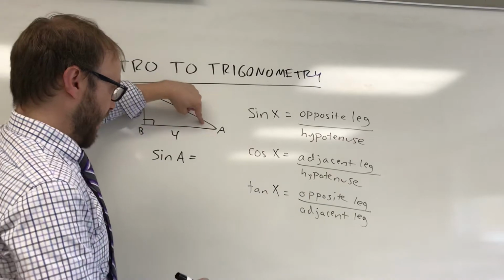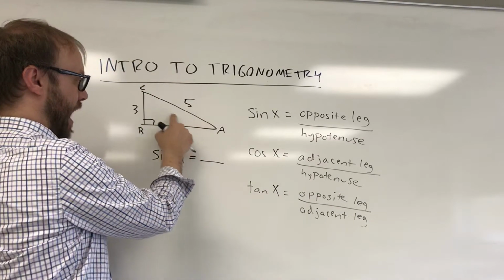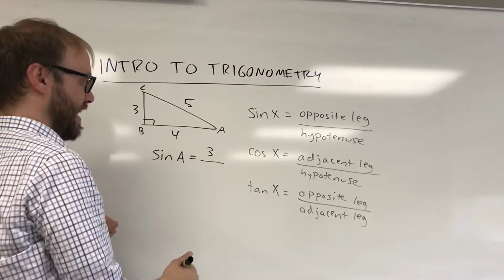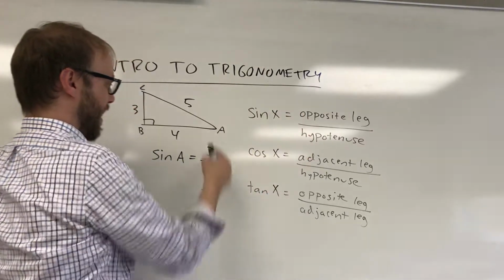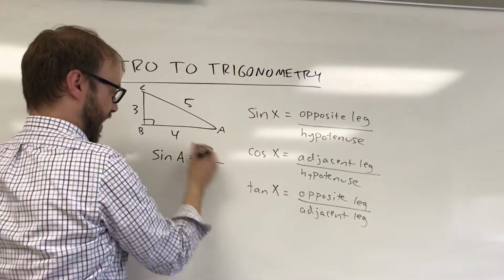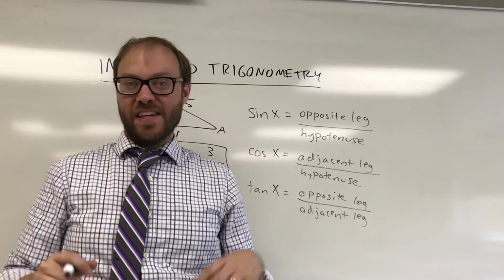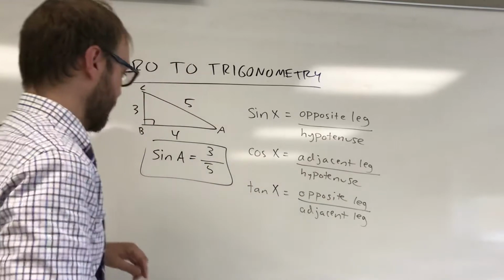So you go to your angle, angle A, and you go to the side that is opposite angle A. The side that's opposite angle A has a length of 3. And then sine is the length of the opposite leg over the hypotenuse. The hypotenuse length here is 5. So sine of angle A is 3/5. What does it tell you? It doesn't really allow us to solve much. It's just using a definition right now.